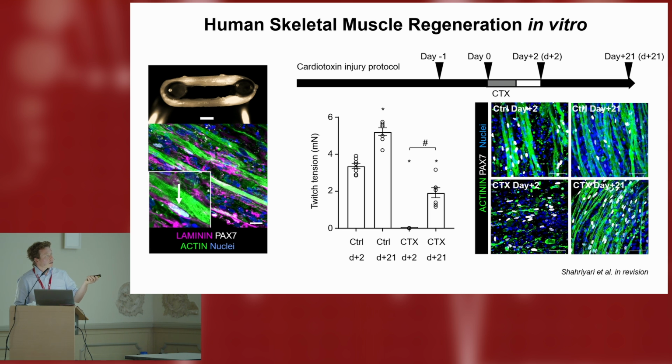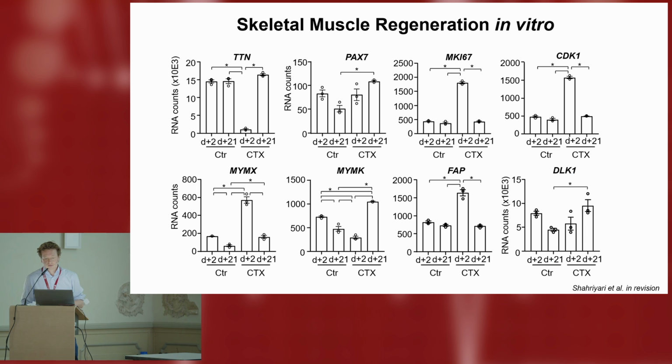So 48 hours after a cardiotoxin injury, these muscles are pretty much dead. They don't do anything anymore. And then if you wait, they regain a contractile function after 21 days. Not exactly to the degree they started with, but there is a functional regrowth.